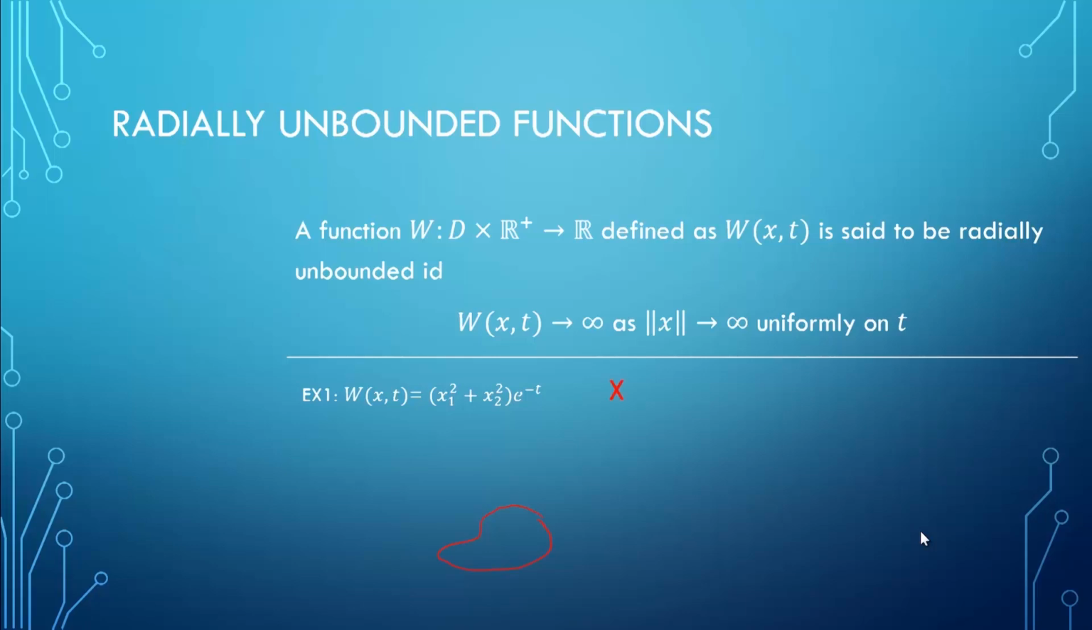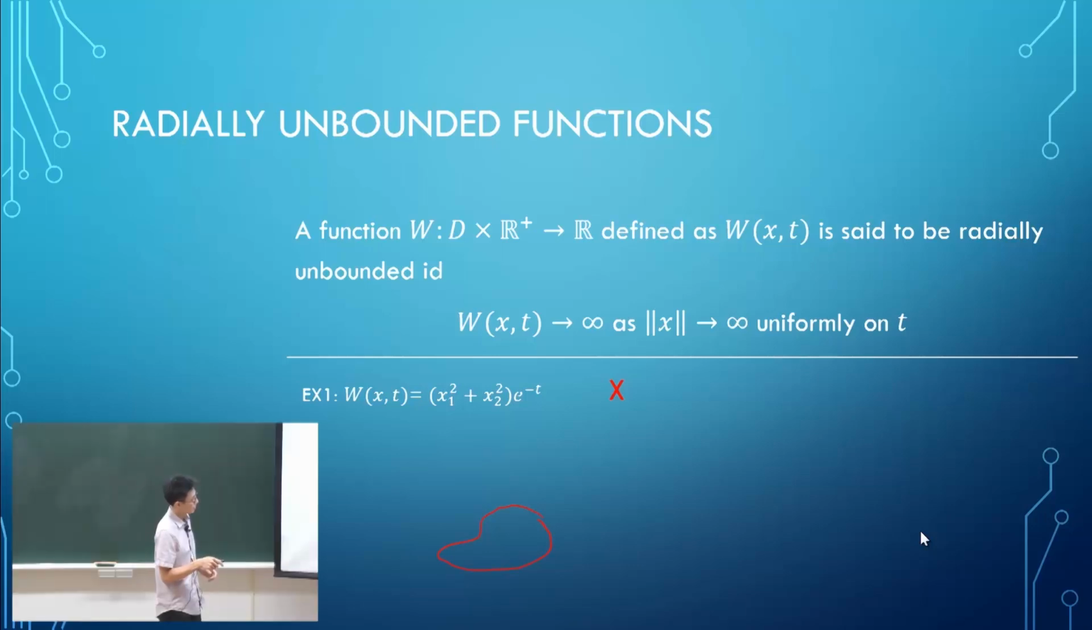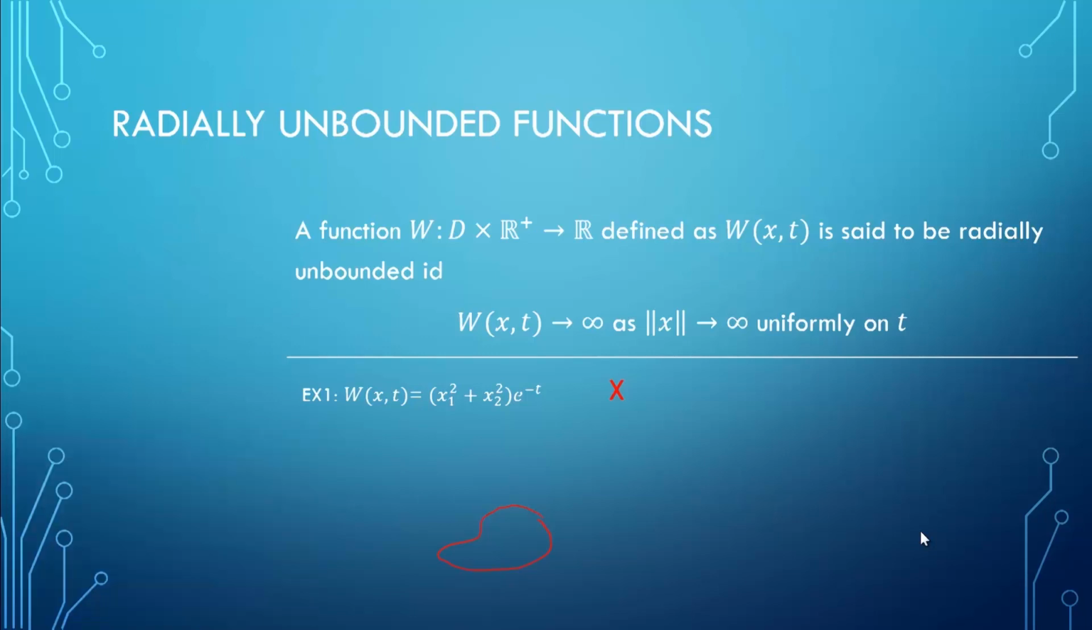So the way you check for a radially unbounded function is you can divide it into two steps. First, check this part: is the first part radially unbounded if you don't consider t? Next you consider this part. If it goes to 0, then it won't be a radially unbounded function, because for radial unboundedness the whole function has to go to infinity, but this part inside W prevents the whole W from going to infinity. So you need to check two conditions, 1 and 2.